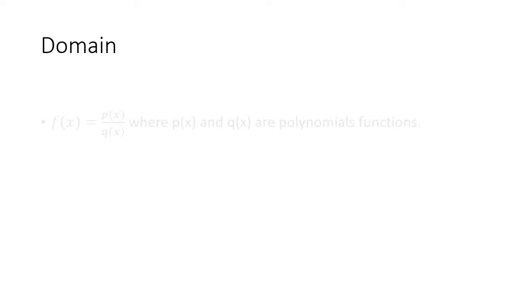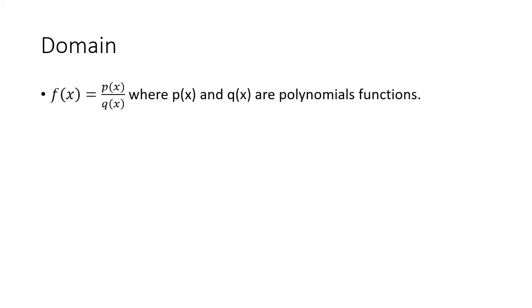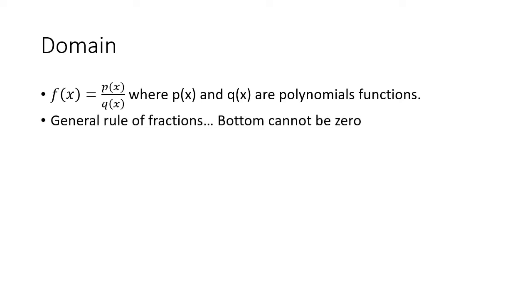Now let's take a look at domain for all rational functions. When we have f of x equals p of x over q of x, where p of x and q of x are both polynomials, the general rule of fractions is to have the bottom not be 0. Now, because with fractions we don't want the bottom to be 0, we're going to say that our domain is everywhere where the bottom does not equal 0.